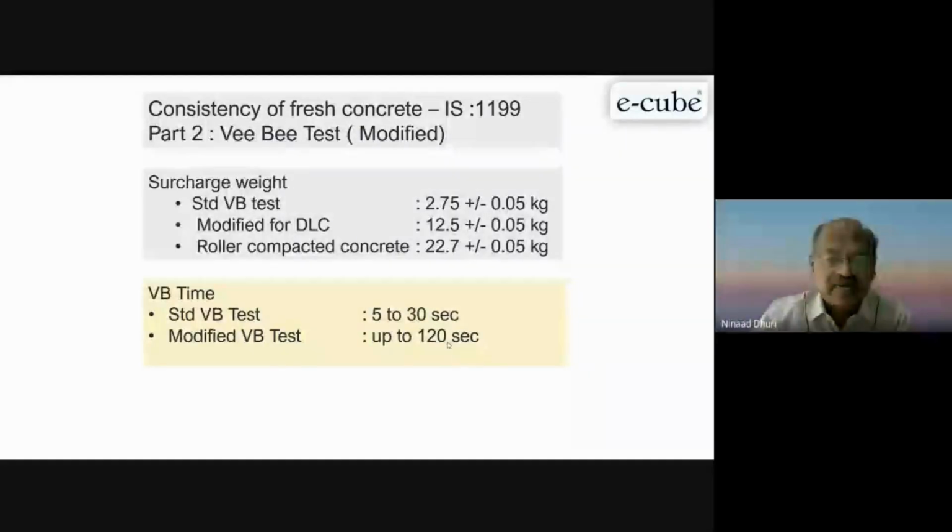So once you get that particular time, maybe 100 seconds, 90 seconds, or 110 seconds, for subsequent batches also you can find out the VB time to check the consistency of the mix. Because these concretes are very sensitive to the moisture content. Any change in moisture content, even at 0.5% level, gives different flow or different workability. So that has to be controlled at production level. One has to decide based on this test.